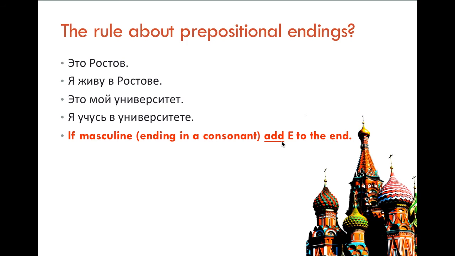Okay, so now let's apply the rule with some practice. So read what this is. Это Washington. How would you say "in Washington"? В Вашингтоне. Good. Next one. Kiev. How would you say "in Kiev"?